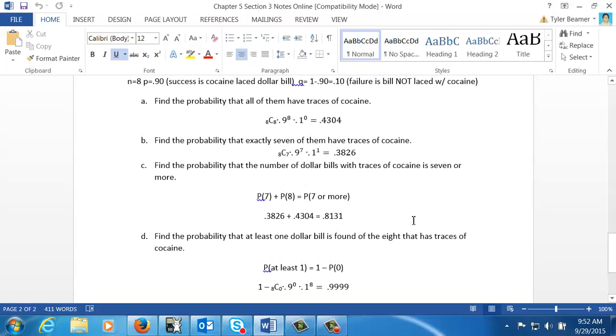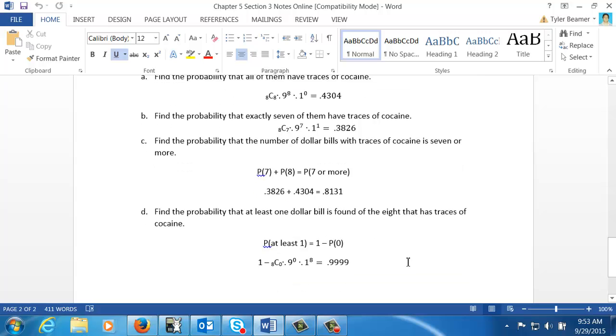And then finally, find the probability that at least 1 bill out of 8 has traces of cocaine. So there's two schools of thought here. At least 1 bill out of the 8 would be the probability of 1 plus the probability of 2 plus the probability of 3, and so on until you get to the probability of 8, which would take a while. The easier way to do that is to take 1, which would be the probability of finding no bills with cocaine, plus the probability that you find 1 with cocaine, plus 2, and so on all the way to 8. That would be all of the options, which would equal 1. And subtract out the probability that you find no bills with cocaine, and that essentially gives you 1 or more, which would be at least 1.